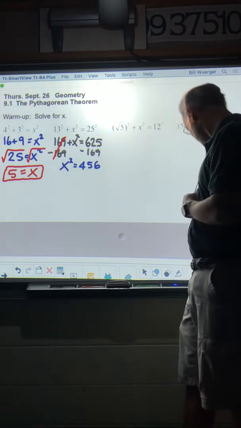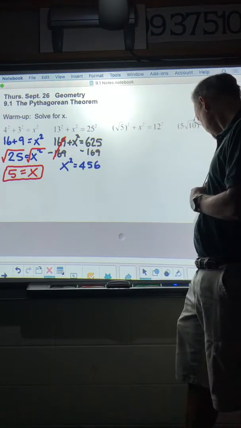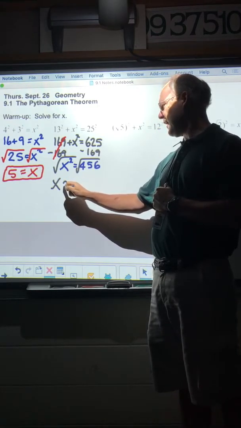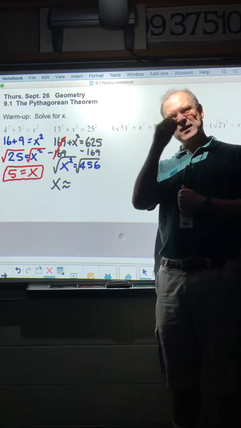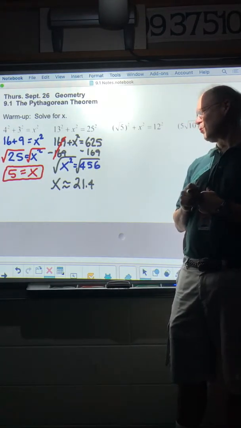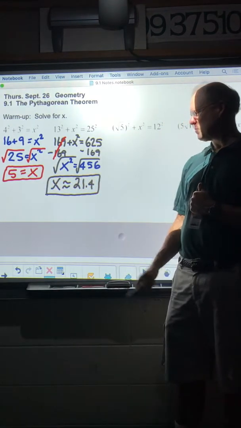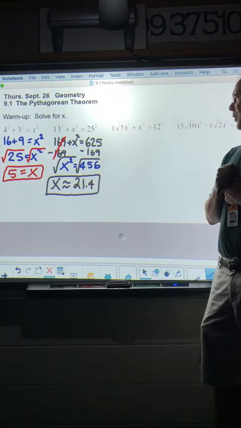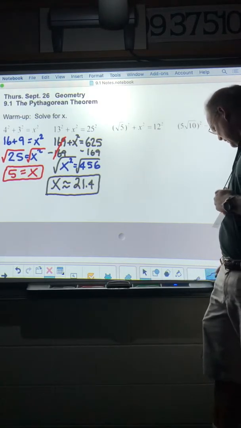Okay, so we took the square root. x, and then I'm going to use the approximately equal to symbol, which is like a wavy equal sign, to say that it's not exactly 21.4. It's approximately 21.4. But I did round. It's actually 21.35, whatever. But we're going to call that 21.4. Okay, next one.